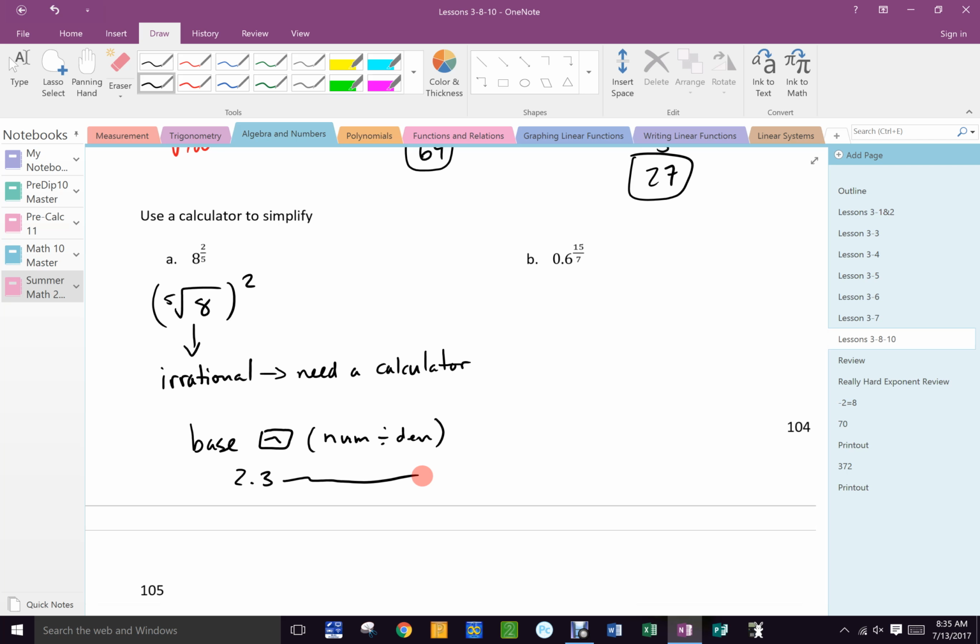What about the next one then? What do I punch in? 0.6, exponent button, bracket, 15 divided by 7. And you're going to get blah. What is it? 0.334? Okay. Blah. Is everybody cool?